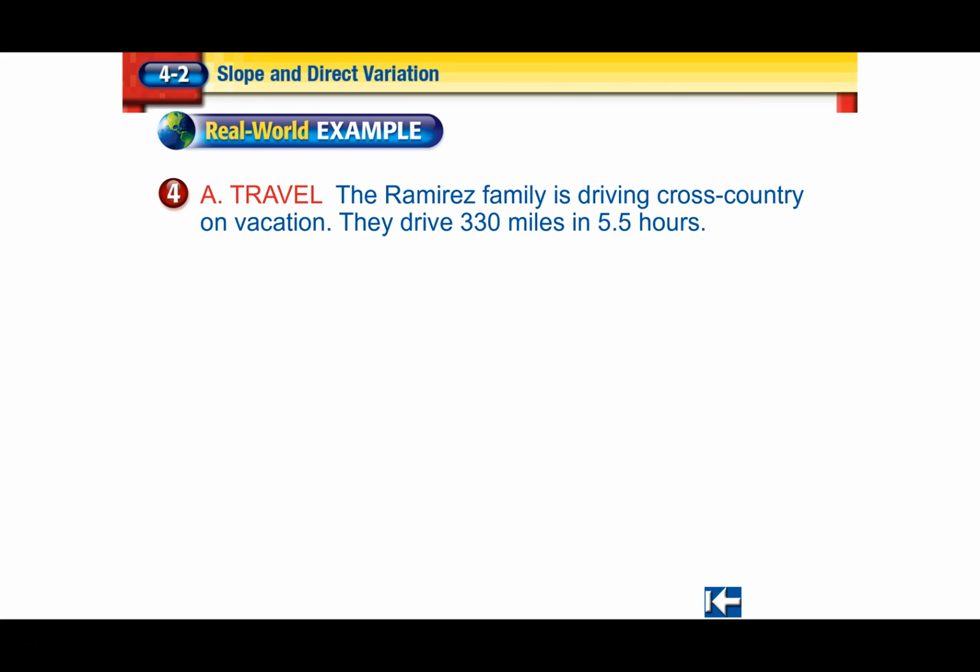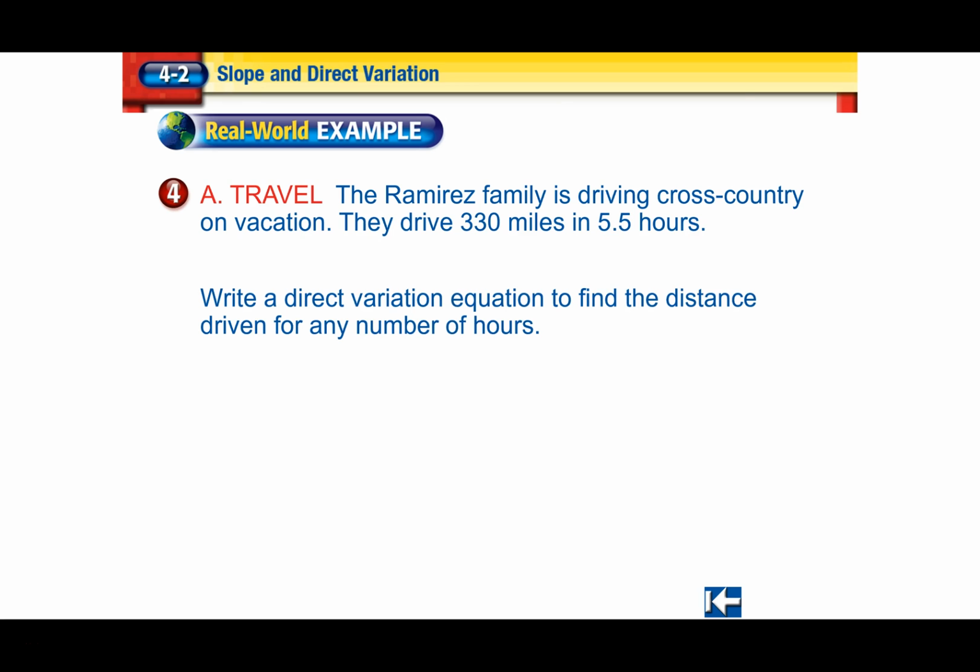All right, the Ramirez family is driving across country on vacation. They drove 330 miles in 5.5 hours. We're going to say it's a constant rate, no Starbucks stops here. Write a direct variation equation to find the distance driven for any number of hours. Keyword here is any and direct variation. So we're going to put this in a word equation: distance equals rate times time, because we're asking for distance and time here.